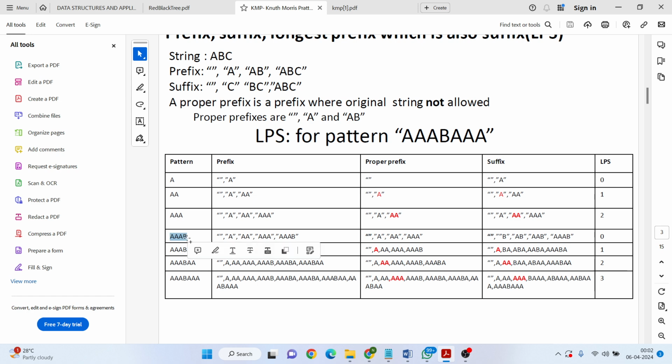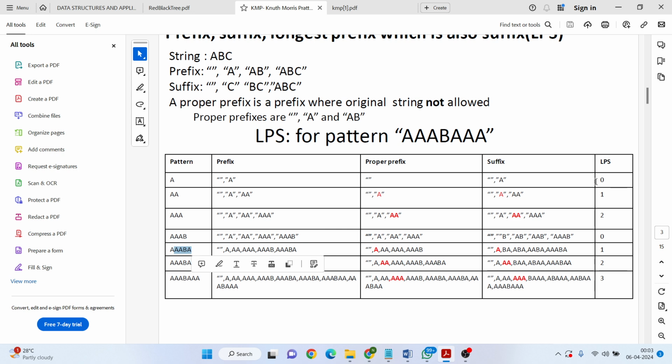Hope you noticed. Here in this case, for suffix we start from the right side. In case of prefix, I have to start from the left side. But don't change the order of the string. The string should not be reversed. Only the direction changes, the left side or the right side. Okay, one more example I can take. This one: null, A, BA, ABA, BABA.